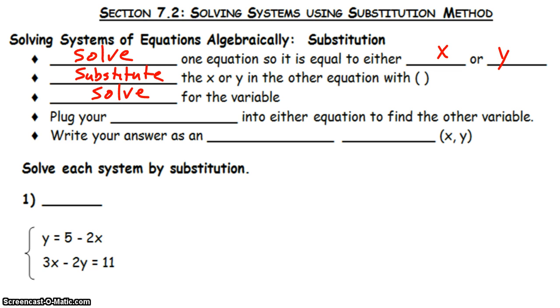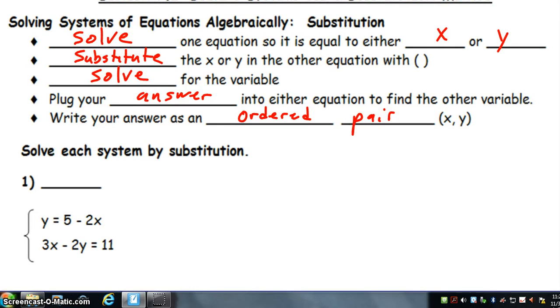And then you plug your answer into either equation to find the other variable. And then at the end, you write your answer as an ordered pair. Unless it's a special case, then it could be infinitely many solutions or no solution, which we talked about with our graphing as well. Okay? So, I know this sounds really complicated, but once you get into the process, it kind of follows the same method the whole way through. So let's take a look at our first example here.